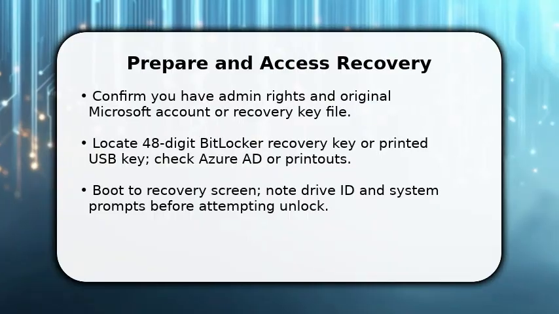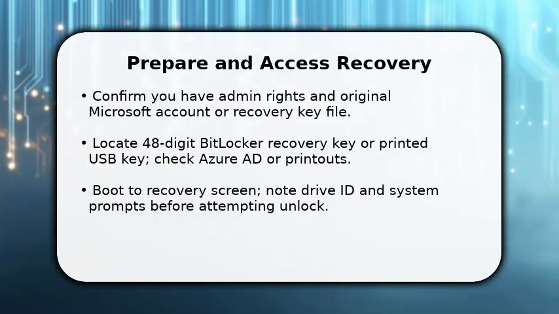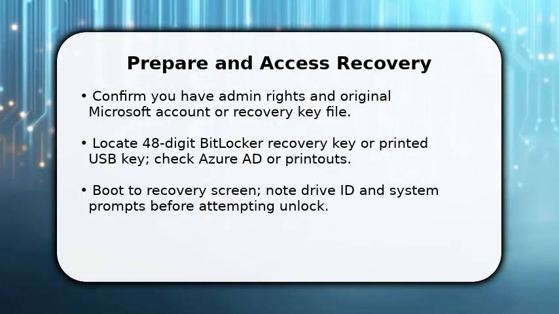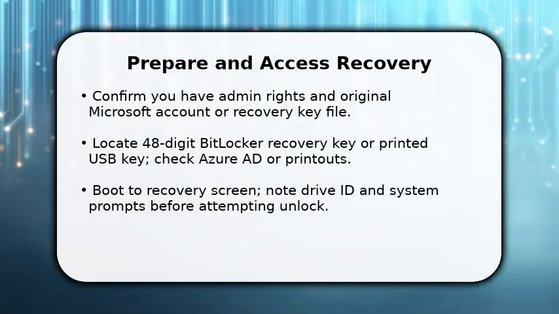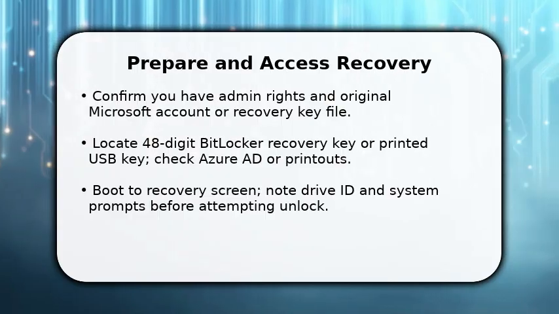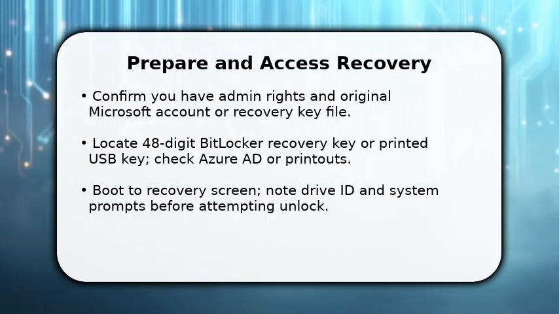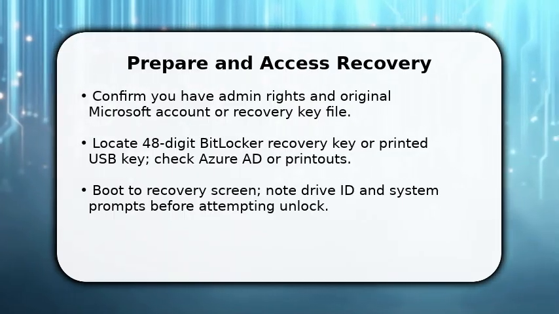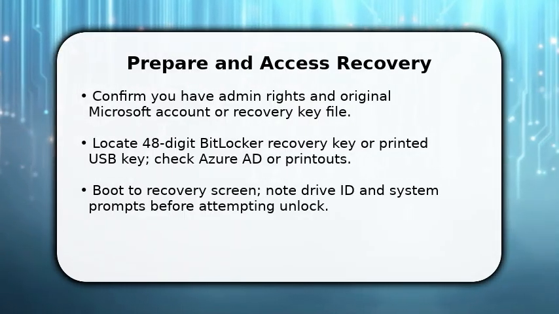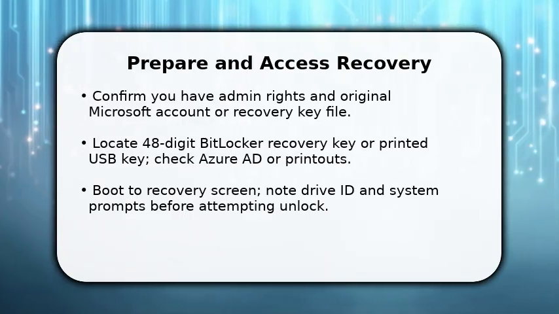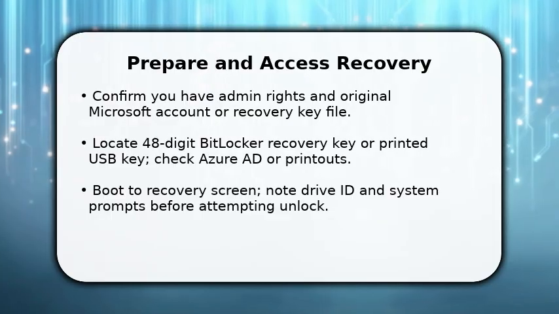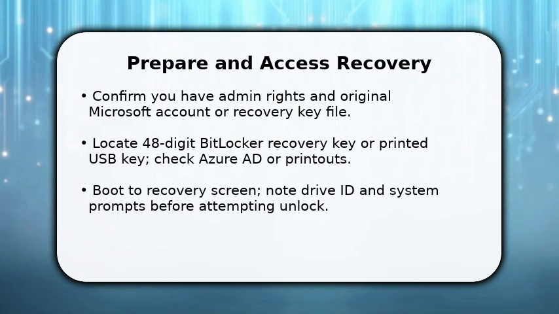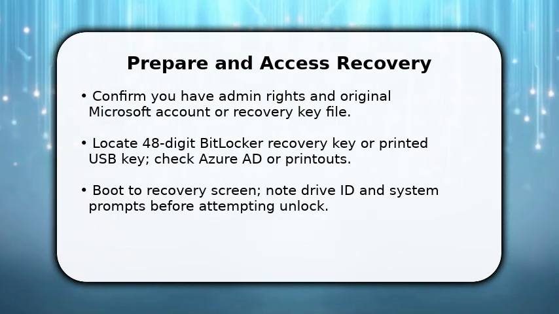You start now by confirming admin privileges and locating the 48-digit BitLocker recovery key tied to your device. Once done, check Microsoft account, Azure AD, USB key, or printed documentation for the exact key. Make sure to note the drive ID shown on the recovery screen because the correct key corresponds to that ID. If the key is in a file, copy it to a separate USB. Don't waste time guessing. Proceed only with the matching recovery key in hand.